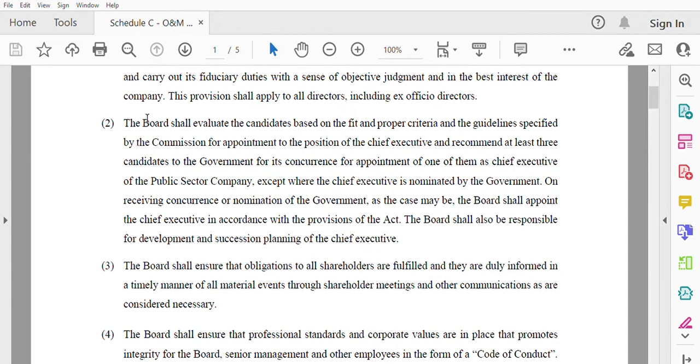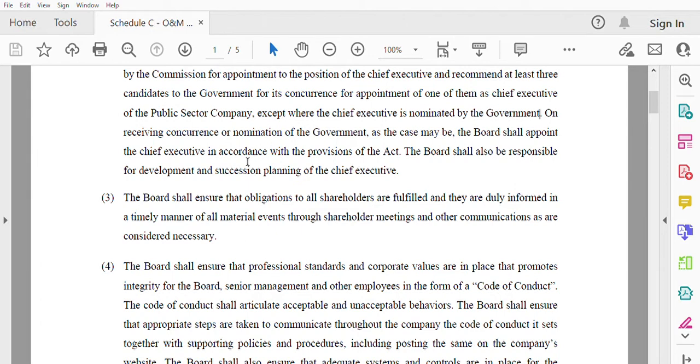The second duty of the board is to evaluate the candidate based on fit and proper criteria and the guidelines specified by the commission. So there are detailed procedures which are mentioned in the Companies Act and also in the articles of association of the company that there is a fit and proper criteria to appoint the board members, and especially with respect to the position of chief executive, there has to be a recommendation of at least three candidates. But there is an exception that where the CEO is nominated by the government, then that person would be appointed as the CEO.